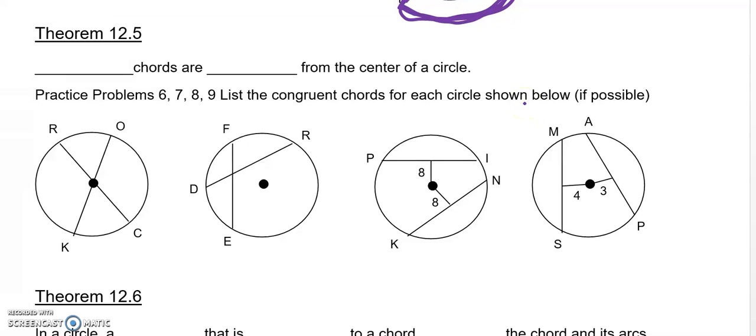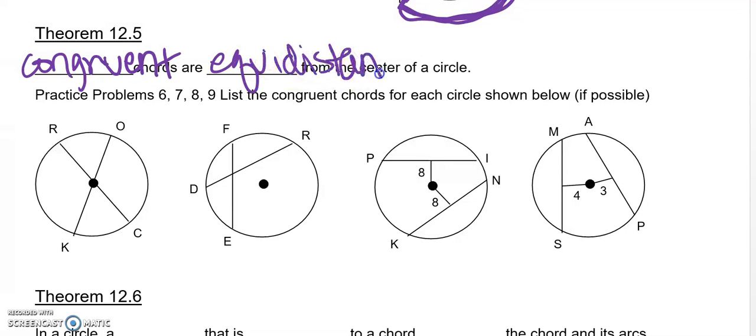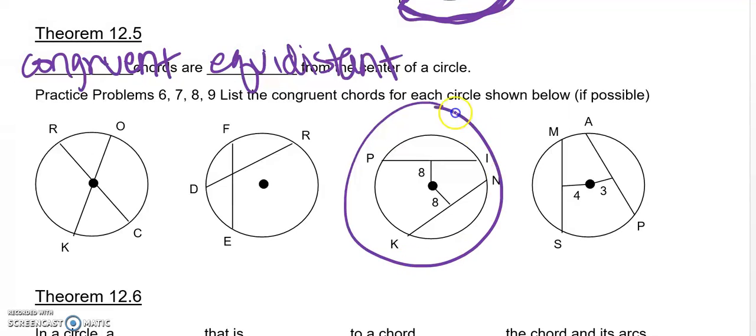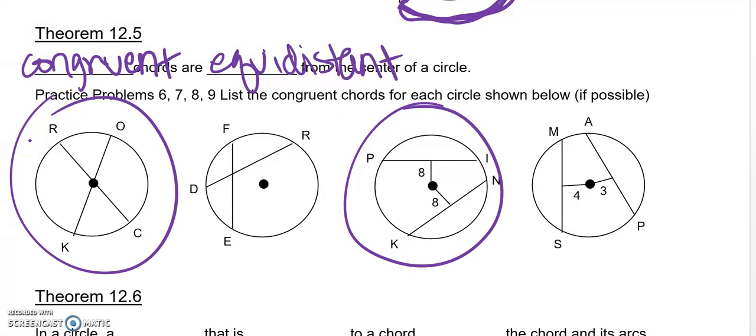The fifth one, congruent chords are equidistant. This is pretty self-explanatory. So those would be congruent and those would be congruent. These are two diameters. Diameters of a circle are always congruent. They're the same distance from the center as they're both passing through it. In this example, this is 8 away and this is 8 away, so those are congruent chords.